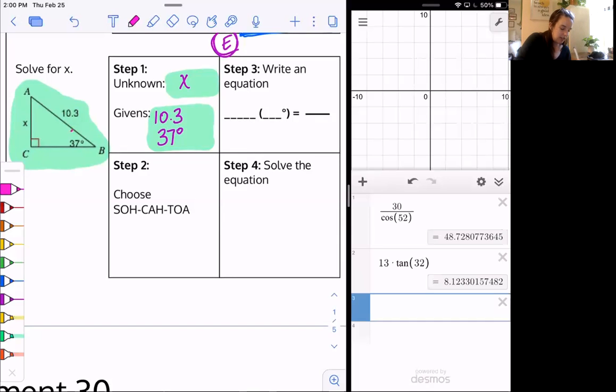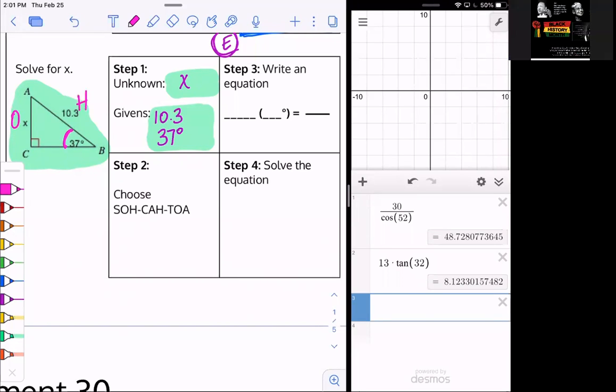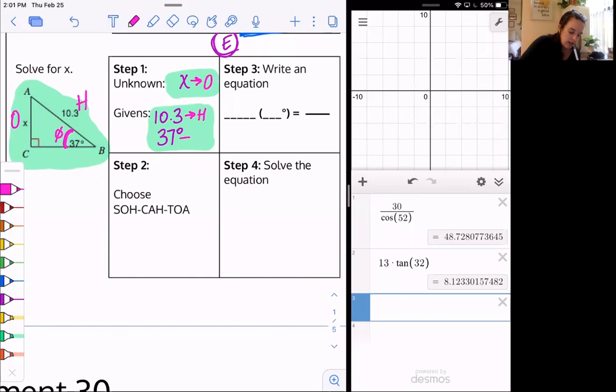So we have our angle here, and we're going to label O, H, and A. Yeah, Chewy, do you want to come off mute, or you want to just tell us in the chat? X is O, and 10.3 is H, and then 37 is, I forgot what it's called, but it's the zero. Yeah, it's called theta. Cool. So 10.3 is H, X is the O, and theta is 37.